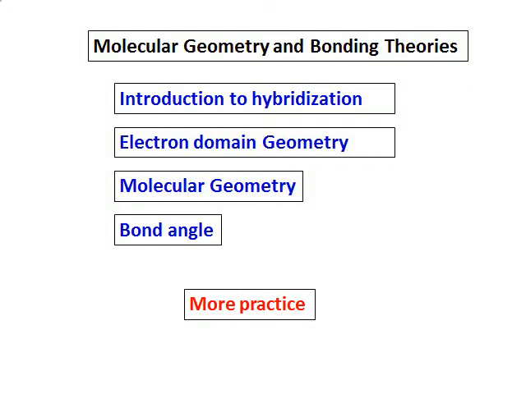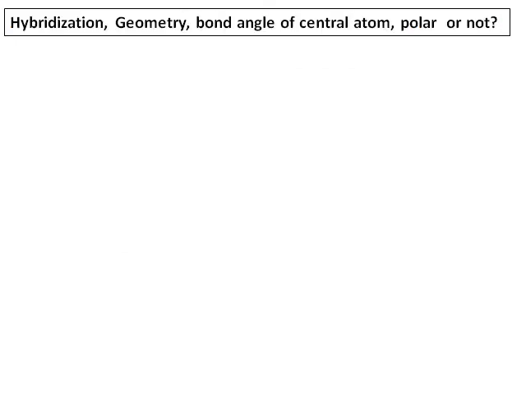We are continuing with the chapter on molecular geometry, and we already got introduced to hybridization, electron domain geometry, molecular geometry and bond angles. So in this we will do more practice on different molecules and predict their hybridization, electron domain geometry, molecular geometry and bond angle. So let's predict the hybridization, geometry, bond angle and the polarity of the molecule given.